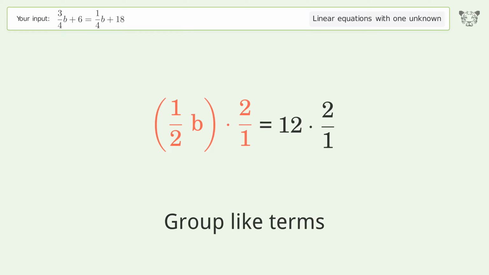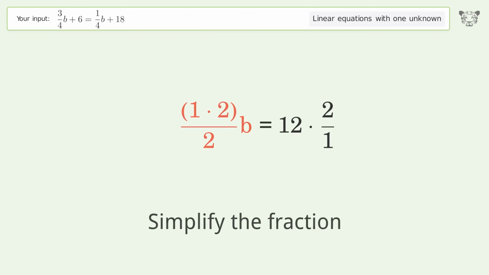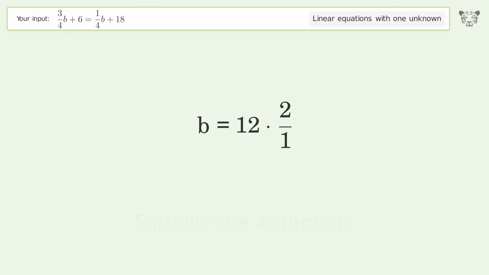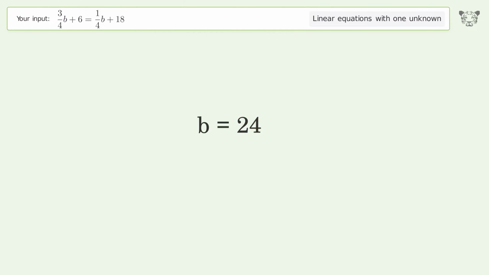Group like terms. Multiply the coefficients. Simplify the fraction. Simplify the arithmetic. And so the final result is b equals 24.